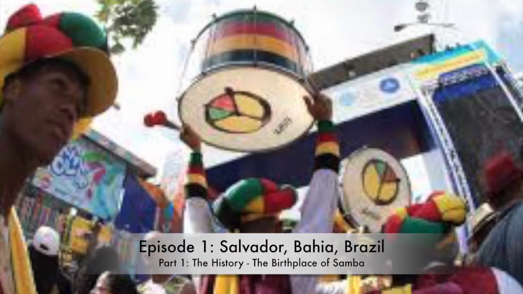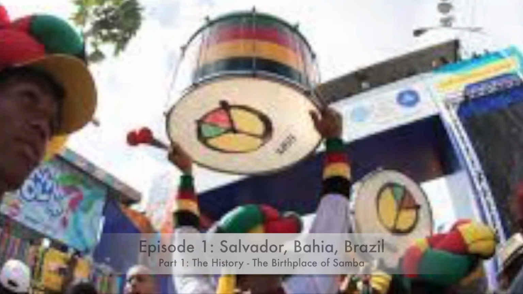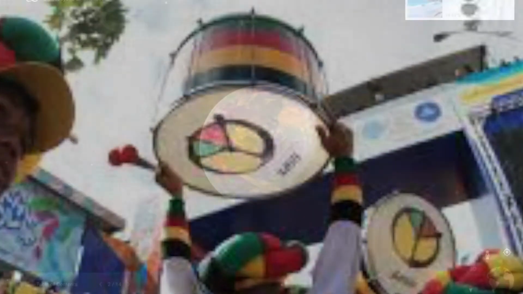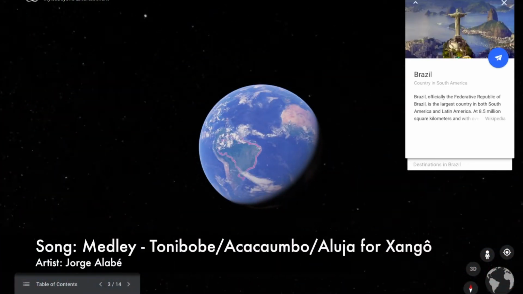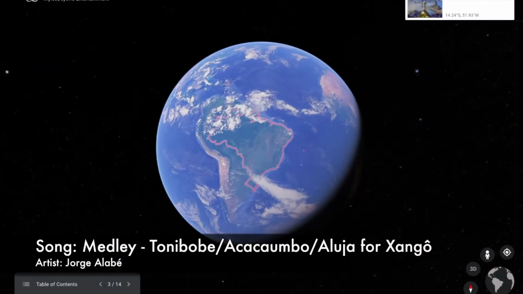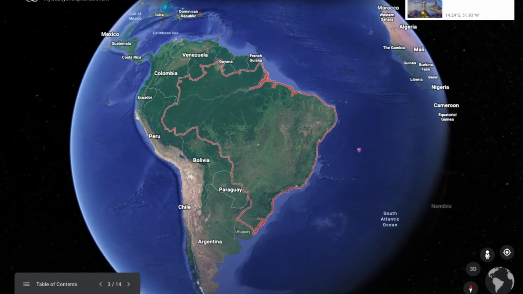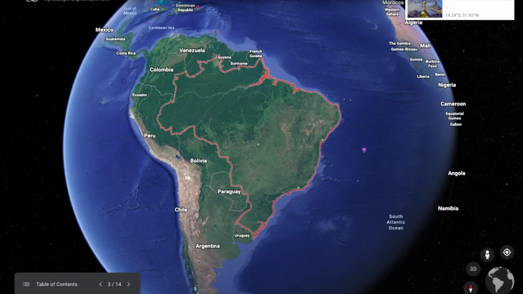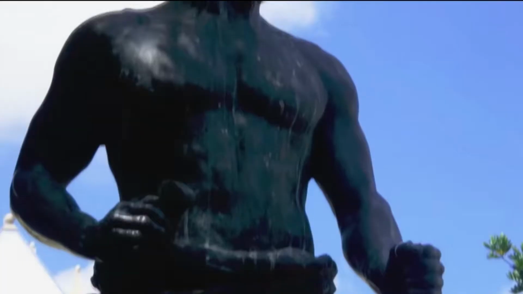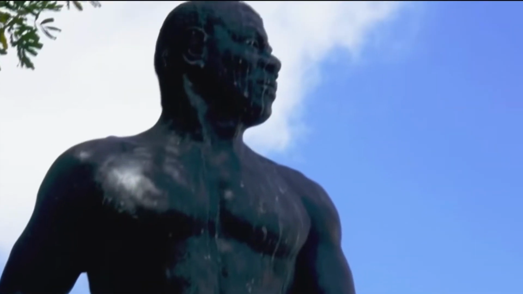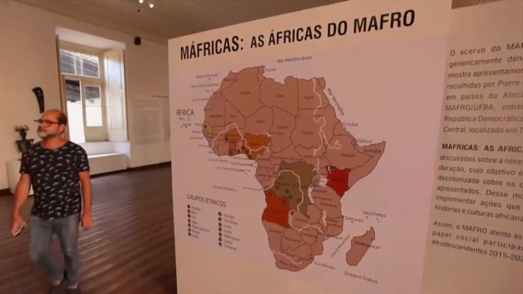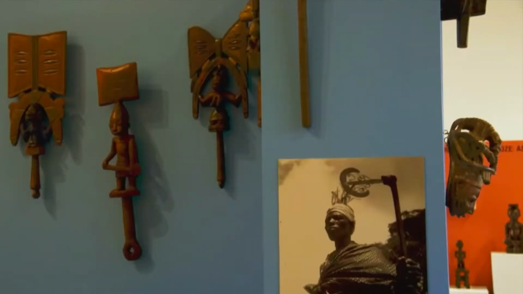Greetings, students! Our first stop on our transatlantic journey is to Salvador, Bahia. Now, Salvador is located in the country of Brazil, which is in South America. The reason why it's important that we study the art forms of Brazil, and in particular Salvador, Bahia, is because Bahia is the home to the second largest population of African people outside of the continent of Africa.